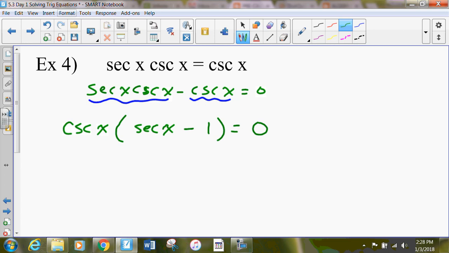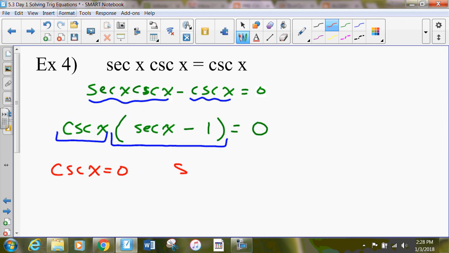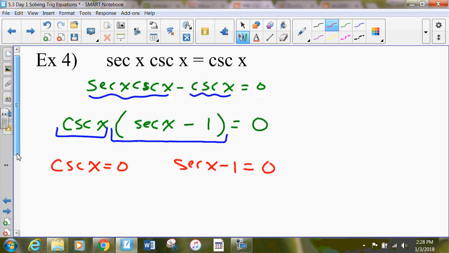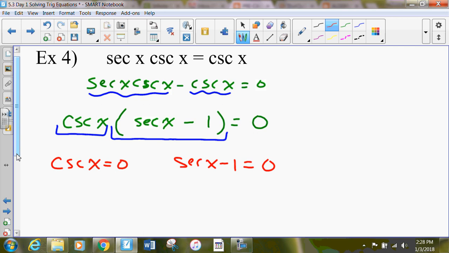All right, so then you're like, well, Miss Overby, that still doesn't look good. The nice thing about this, though, is we have something times something equals 0. So we can do our zero multiplicative property, which says either cosecant x equals 0 and/or secant x minus 1 equals 0. So we're going to go ahead and solve two smaller equations, cosecant x equals 0 and secant x equals 1. So let's talk about cosecant x equals 0.